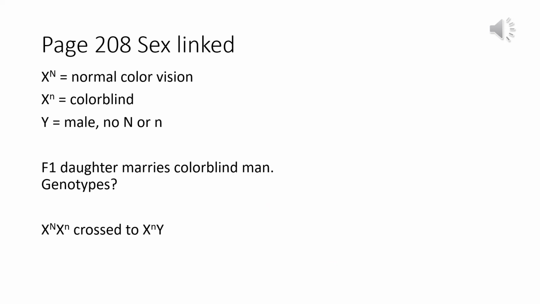On page 208, letter B, one of the daughters from the previous question marries a colorblind man. So, what are the genotypes that we're going to use on our Punnett Square? One of those F1 daughters, remember she was X with a big N, X with a little n, is going to be crossed to a colorblind man. He's still going to have an X and a Y, but he's going to have a little n.